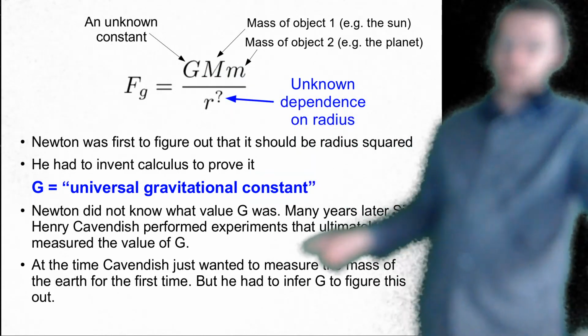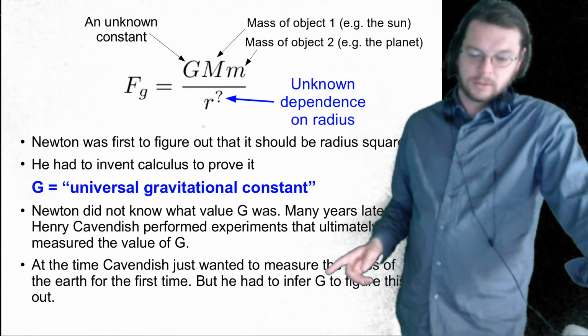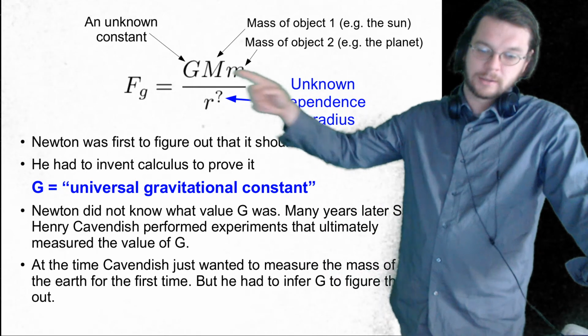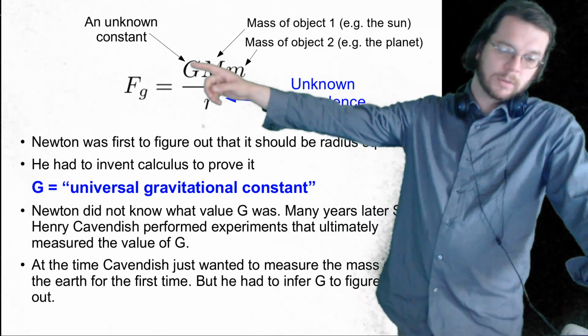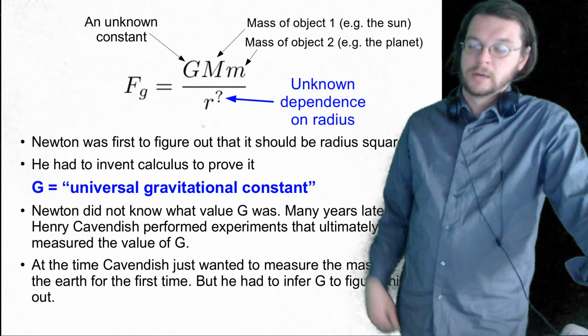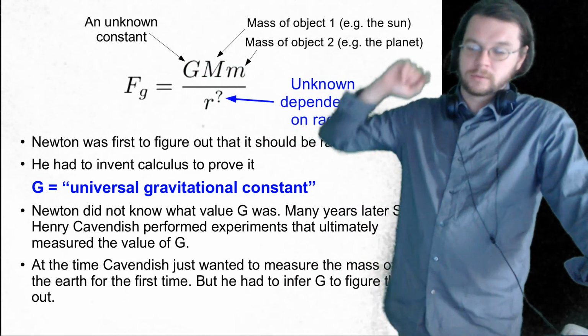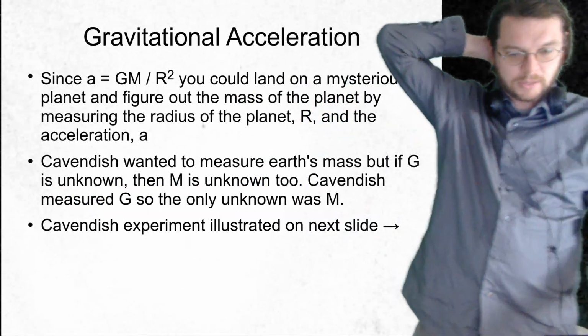The first person to measure these things was Cavendish. He was actually interested in the mass of the Earth, but he ended up measuring this big G, which is called Newton's universal gravitational constant, in an effort to figure out the mass of the Earth. There are a few slides here about how exactly he did that.